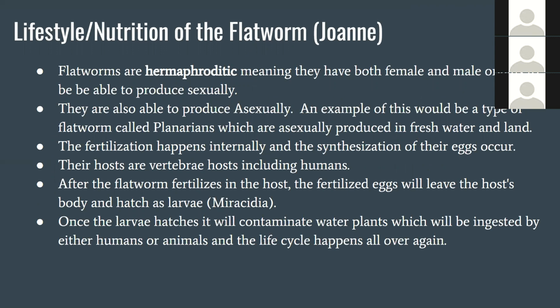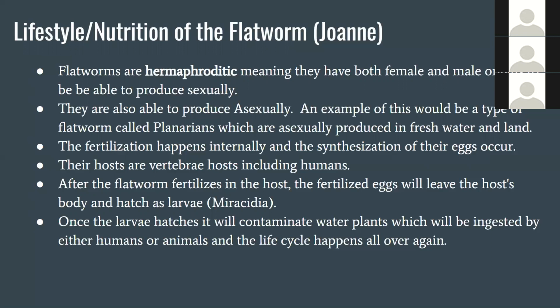Some lifestyle and nutrition information on the flatworms. Flatworms are hermaphroditic, which means they have both female and male reproductive organs to be able to reproduce sexually. They're also able to reproduce asexually, and an example of this would be a type of flatworm called planarians, which reproduce asexually in freshwater and on land.